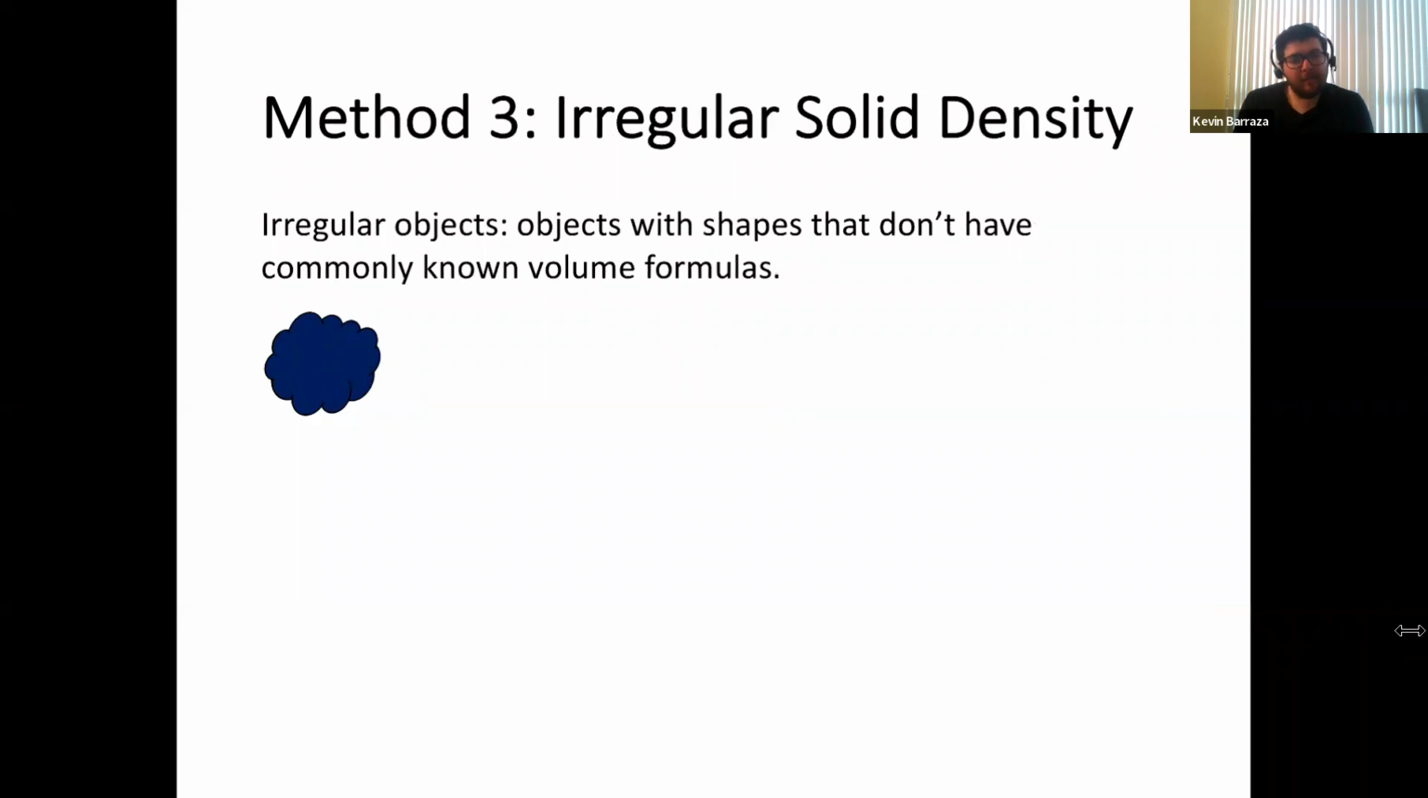The third method is for an irregular solid. So how do we get the density of that? What does irregular mean? It means an object with shapes that don't have commonly known volume formulas. So imagine that this is a solid, but it's definitely not a cube or a box or a sphere. But if we want its density, we still need to know its volume. So brainstorm, how do we find the volume of something like this, where we don't have a volume formula that we could say, oh, just measure its diameter or measure its length?